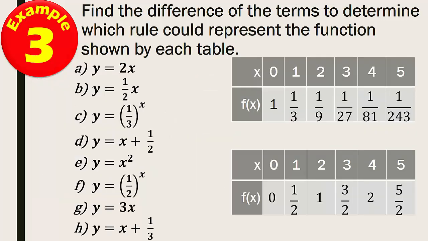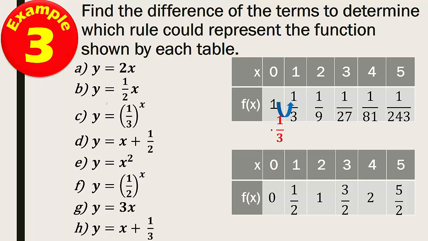Third example, find the difference of terms to determine which rule could represent the function shown by each table. So we need to find the rule. Before you look at all these here, what you want to look at is the tables. So what's happening each time here? How do we go from 1 to 1/3? Well, you could either say we divide by 3 or we're multiplying by 1/3, and just make sure that carries through.